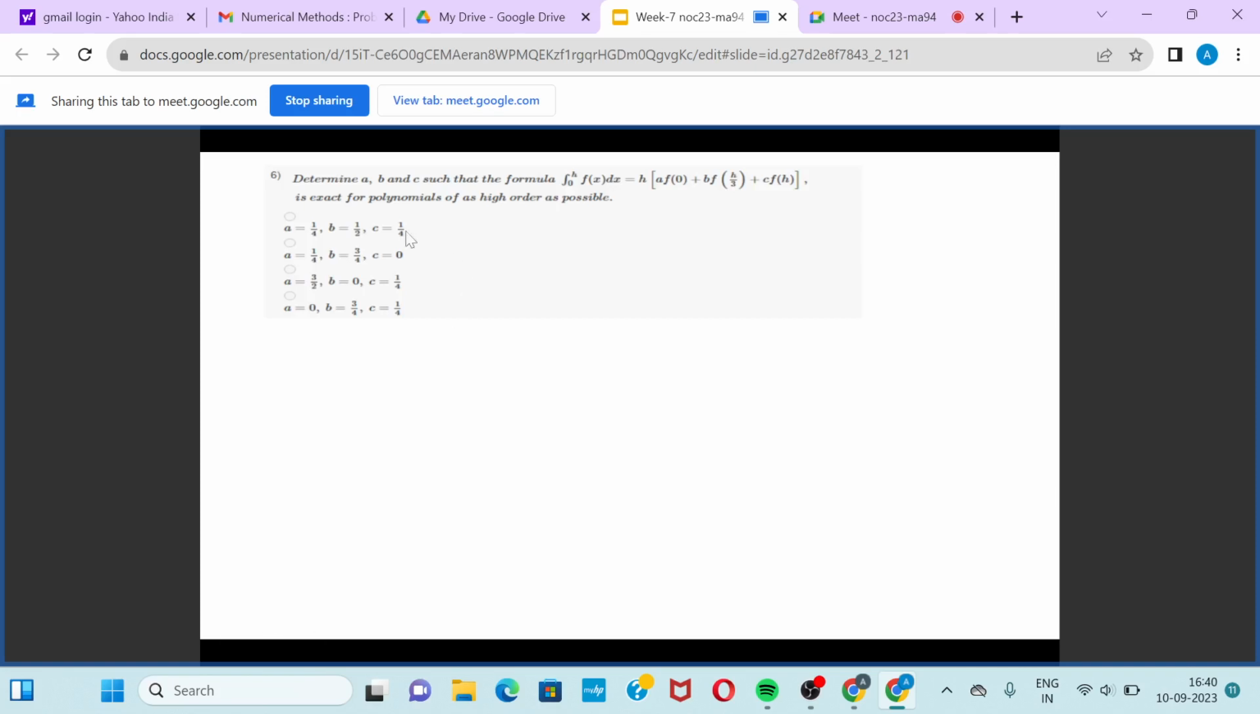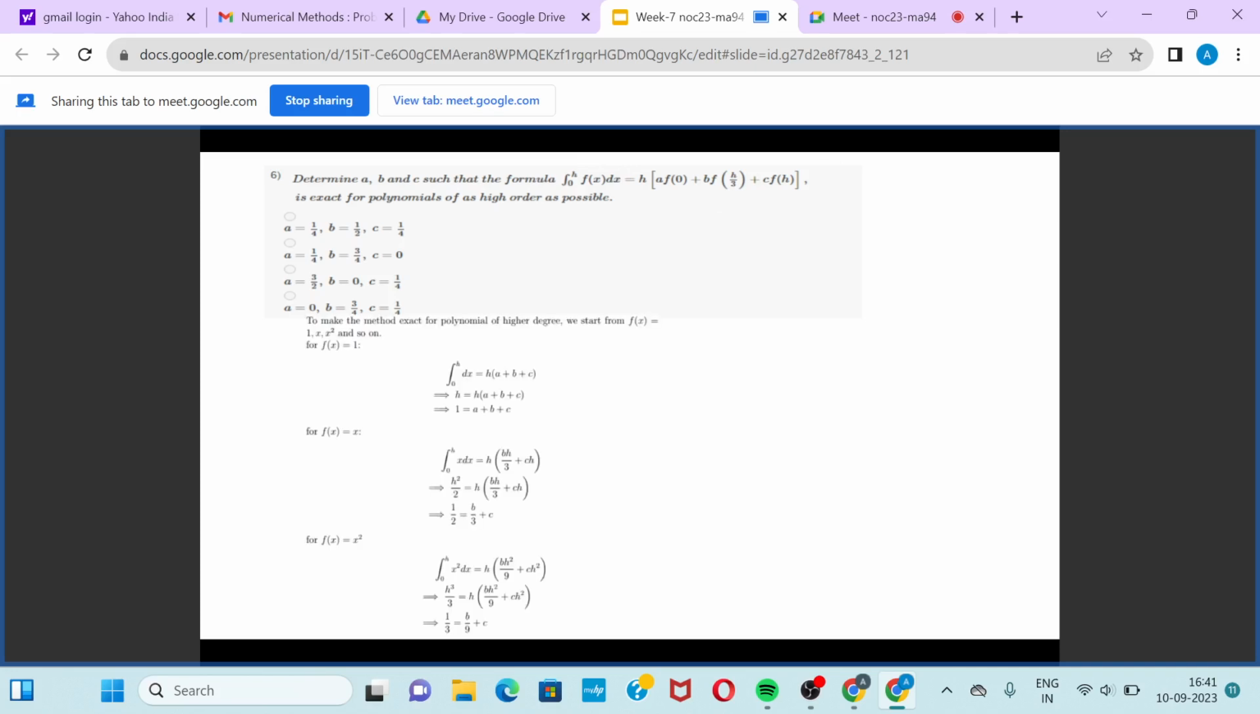Now the next question was, determine a, b and c such that the formula integral from 0 to h of f of x dx equals h times (a times f of 0 plus b times f of h by 3 plus c times f of h) is exact for polynomials of as high order as possible. So we have to find the values of a, b and c such that this formula will integrate polynomials of as high order as possible. Here we will start with f of x as 1, then x, x square and so on. This will give you the polynomials of higher orders.